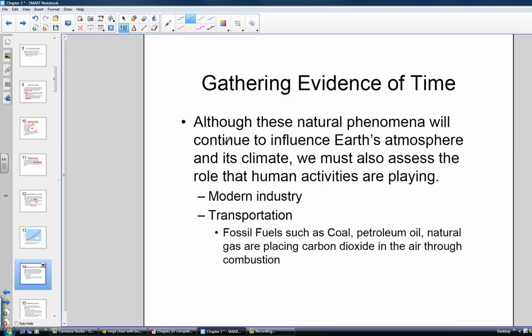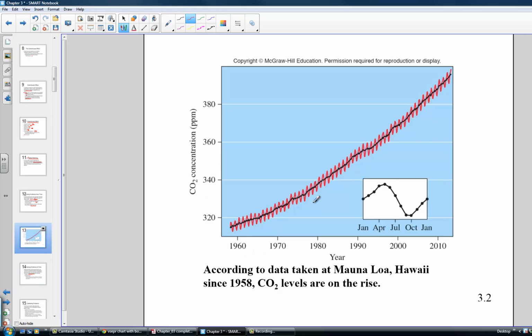So these natural phenomena will continue to influence Earth's atmosphere and its climate. Volcanoes will always erupt. But we must also assess the role that human activities are playing. I mean, something else has to be going on for that significant rise in CO2. What might that be? Think about the modern industry and the whole industrial age that has taken off from this particular chart, right? The industrial age.